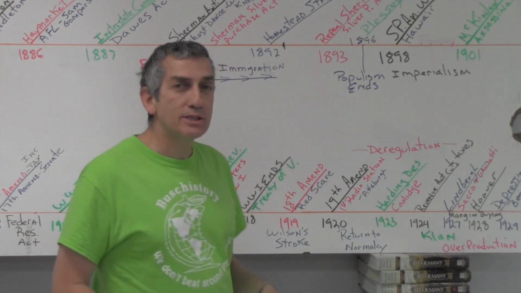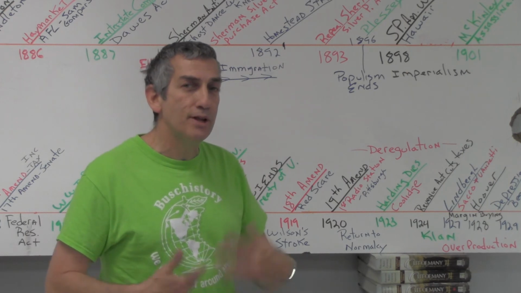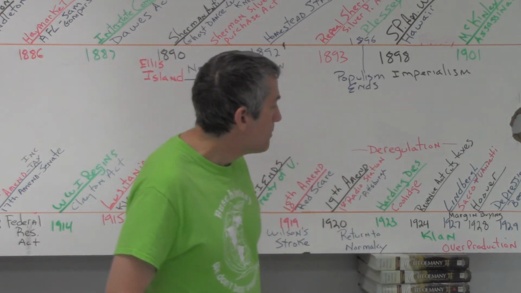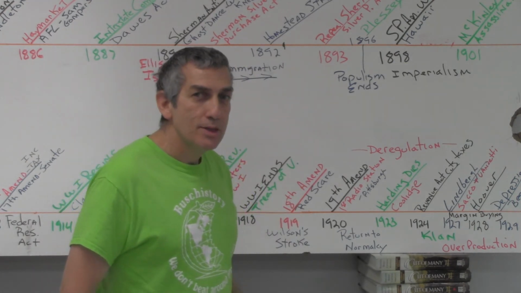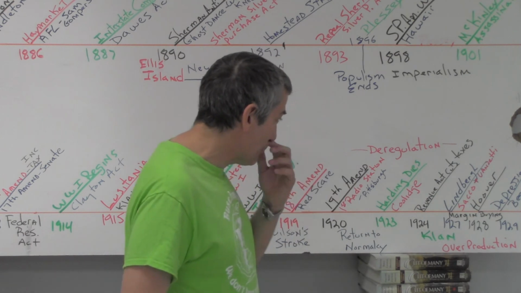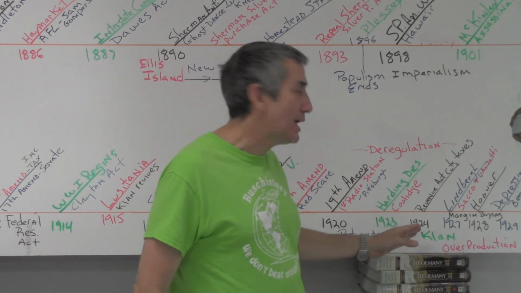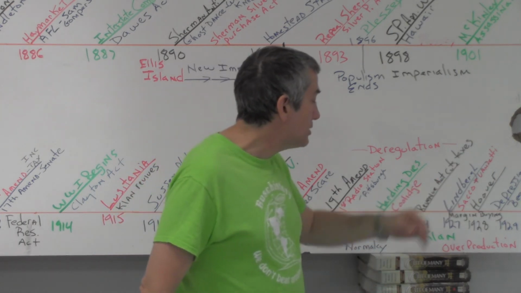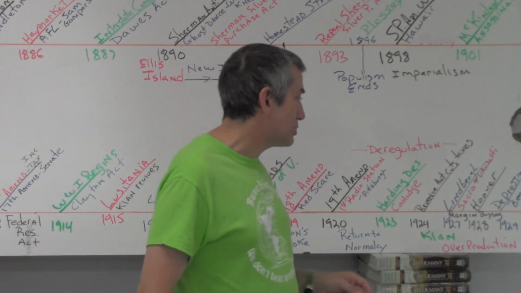The Revenue Act cuts taxes across the board, so now we're unfunding our government. We're unfunding our government, we're deregulating business, business is overproducing, there's no regulation on lending. The Klan is rising in 1925 to its highest level, 5 million in 1925. It's not all bad. Charles Lindbergh in 1927 will fly across the Atlantic, which is a pretty good thing.